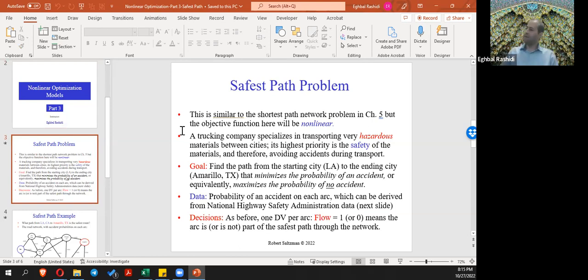So we're going to look at another type of problem we can solve that is similar to the shortest path concept, but we're not looking for the shortest path, we are looking for the safest path. Okay, so we are dealing with probabilities here. So our model is not going to be linear.